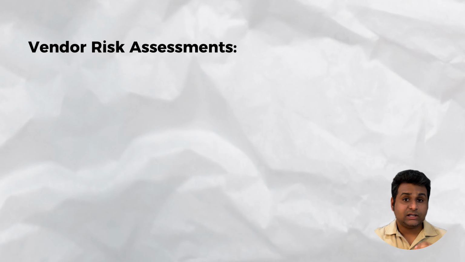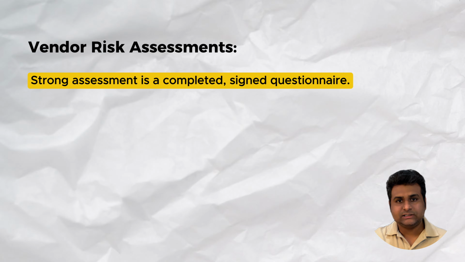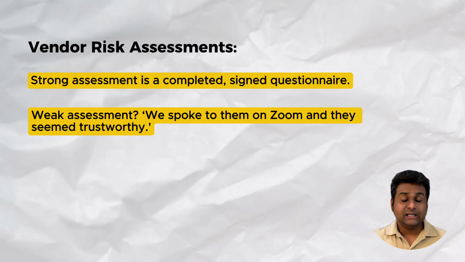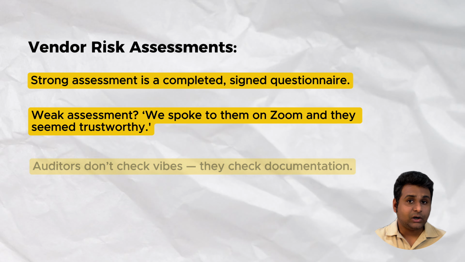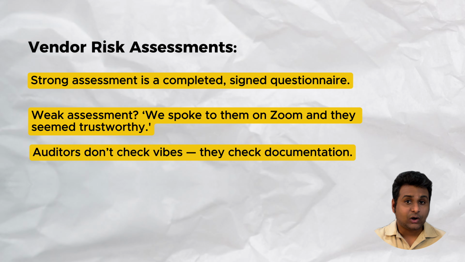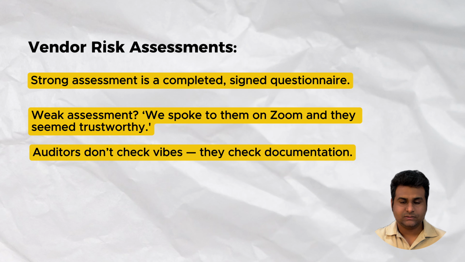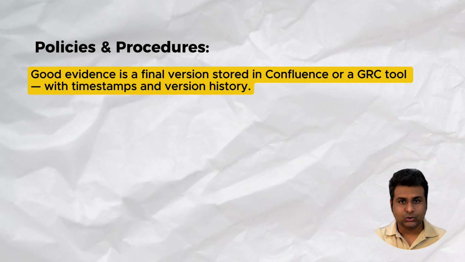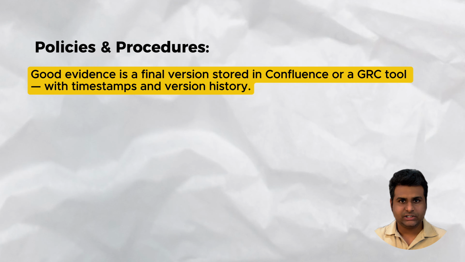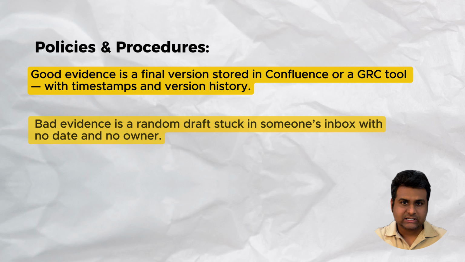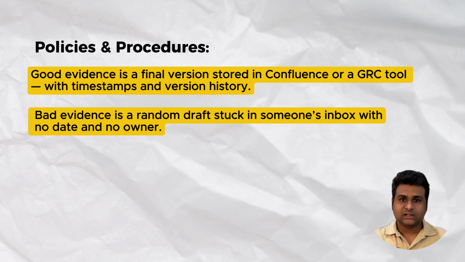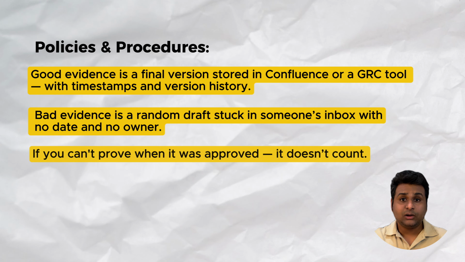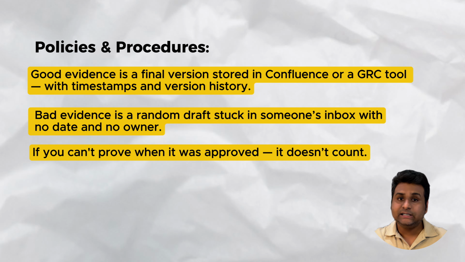Vendor assessments. Strong evidence is a completed, signed questionnaire. Weak evidence is, we spoke to them on Zoom. They seemed trustworthy. Auditors don't check vibes. Auditors check documentation, policies, and procedures. Good evidence is a final version stored in Confluence or in a GRC tool. Bad evidence is a random draft sitting in someone's inbox with no date and no owner. If you can't prove when it was approved, it doesn't count.